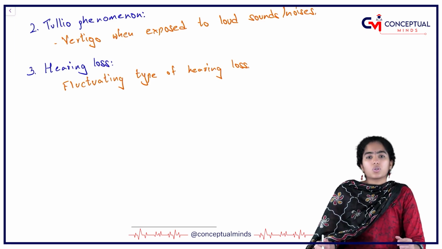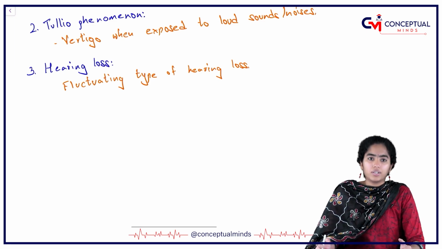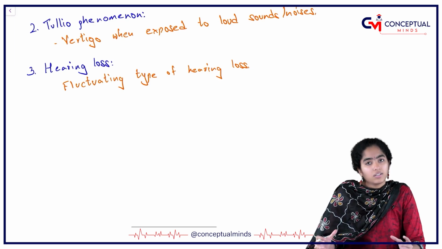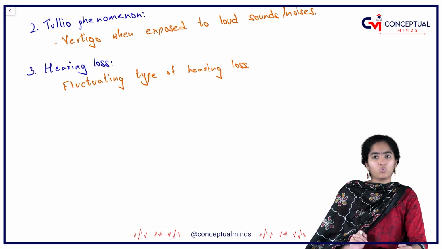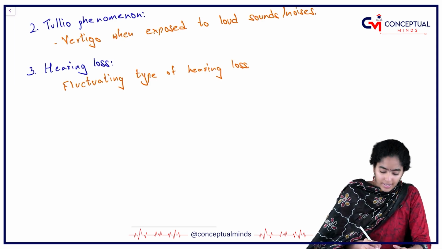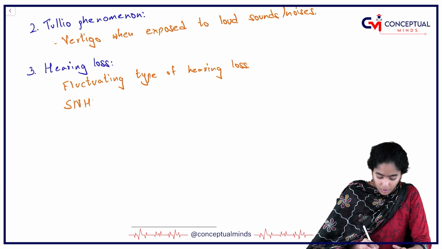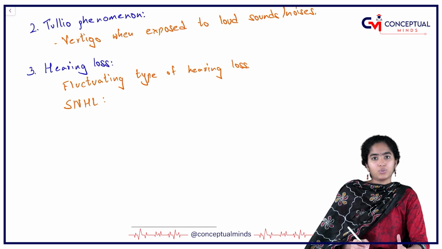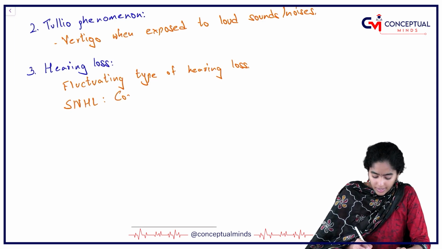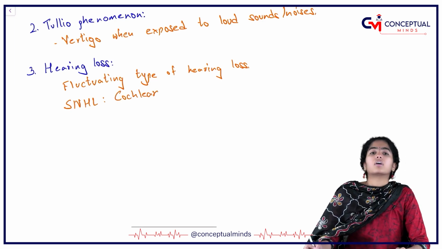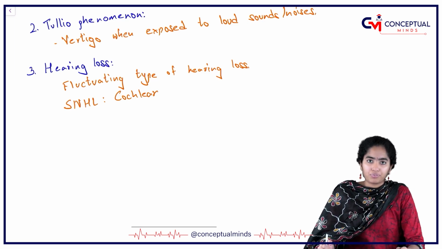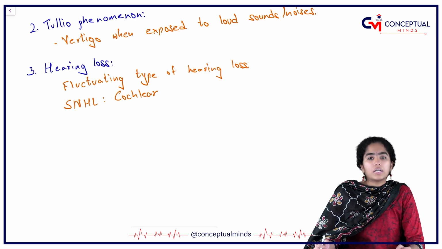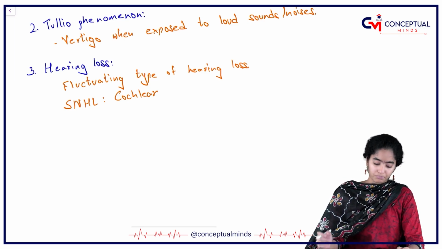Okay. So there is a fluctuating type of hearing loss in Meniere's disease, and this is a characteristic feature actually of Meniere's disease. And what type of hearing loss is it? It is a sensorineural type of hearing loss, and in sensorineural also it is cochlear type of hearing loss. In sensorineural, we have cochlear as well as retrocochlear type of hearing loss, and this is a cochlear type of hearing loss.